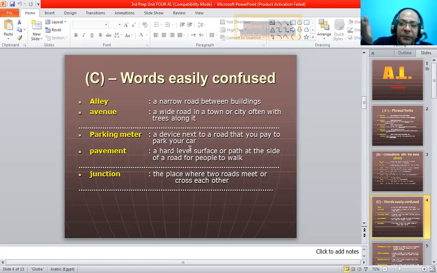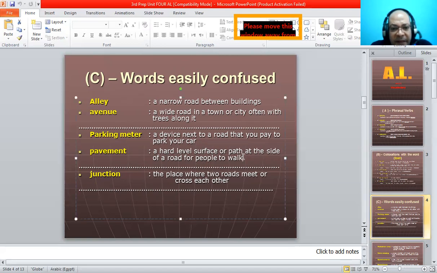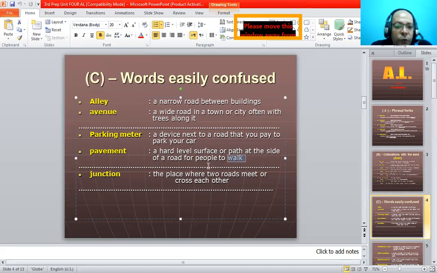بعد ما بتاخد الريسيت بتحطه في ازاز العربيه بتاعتك من جوه اللي هو باركنج ميتر، يعني ما فيش السايس والكلام ده. بيفمنت، رصيف. A hard surface or path at the side of a road for people to walk. يبقى خلي بالي من حته to walk.